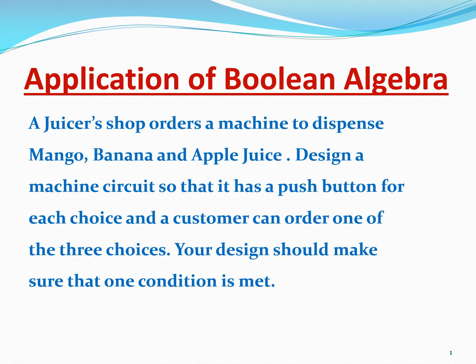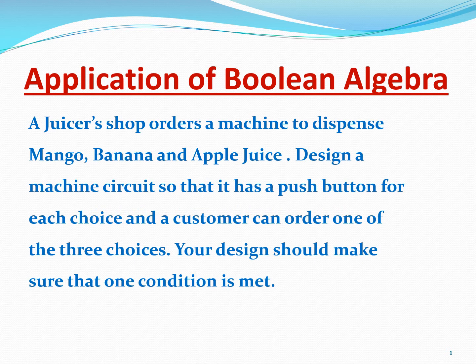What is said is that when you put the switch on it is 1, and when you put the switch off it is 0, or you can say it is A or B or A dash or A complement or something of that sort. So I thought that I must link these variables and whatever we are studying as mathematics and Boolean algebra with practical application. So the first example is a juicer's shop that orders a machine to dispense mango, banana and apple juice.